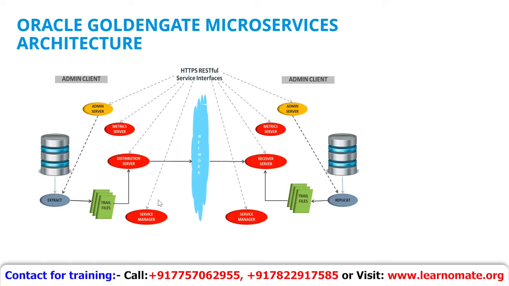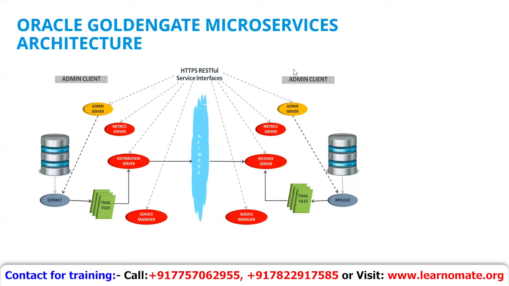Under service manager, all the services run. Under administration server, you can configure the extract process, writing data to the local trail. Once the data becomes available in the local trail, distribution server will send the data over the TCP/IP network where it will be received by receiver server. Receiver server will help in writing it to the remote trail, and then replicat will apply it to the target database.